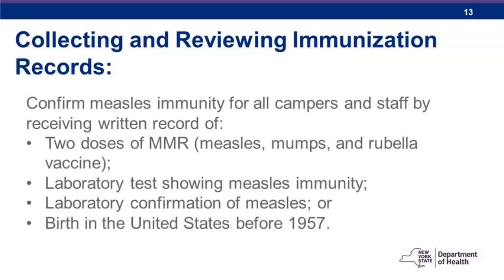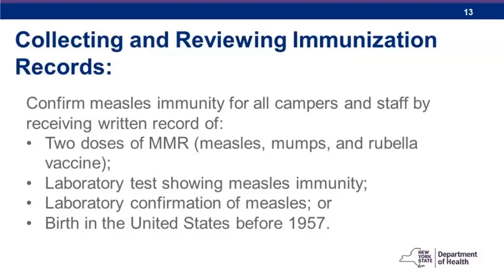to highlight the last bullet there before moving on, because I've seen some guidance out there not highlighting the fact that it's got to be a birth in the United States, and we have a lot of international staff, so we want to make sure that we are limiting this measles immunity to just United States residents since '57.